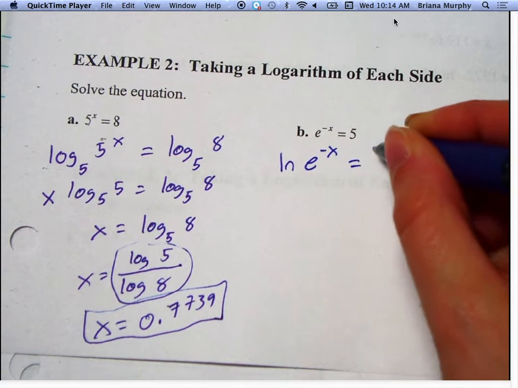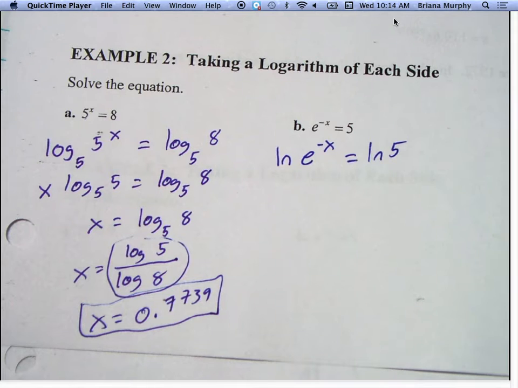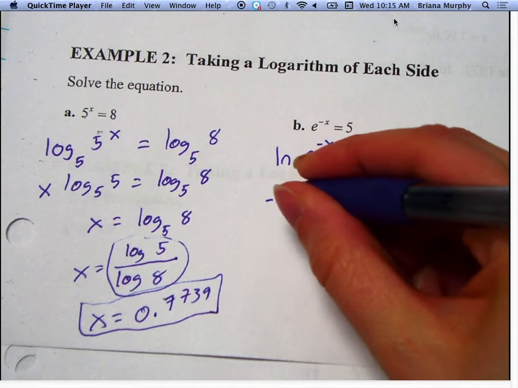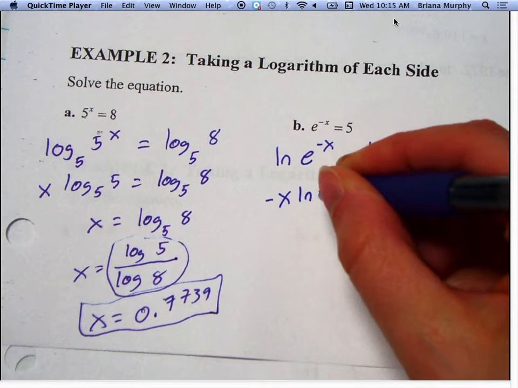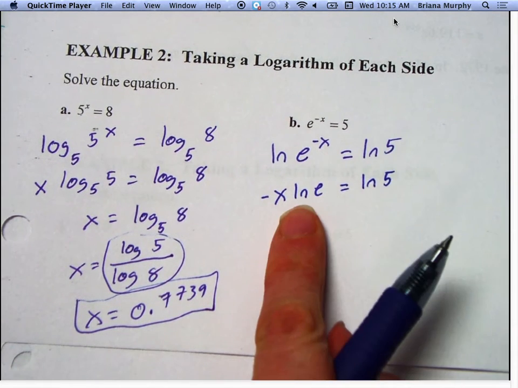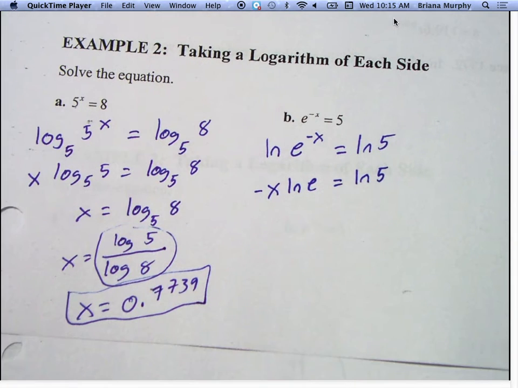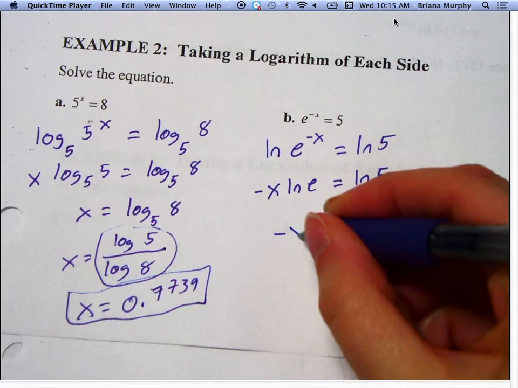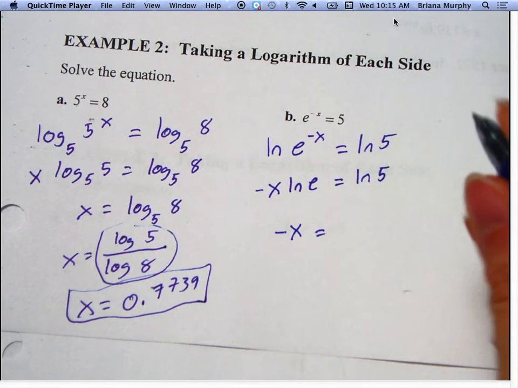If you guys looked at Khan Academy this weekend, you probably heard some about the natural log. The natural log just helps us, it's like the opposite or the inverse of e. So the first thing I see here is I've got another exponent. So I'm going to use that power rule again. And I get negative x natural log of e equals the natural log of 5. What's nice about the natural log of e is if you plug it into your calculator, you'll see that it gives you 1. So I just get negative x equals the natural log of 5.